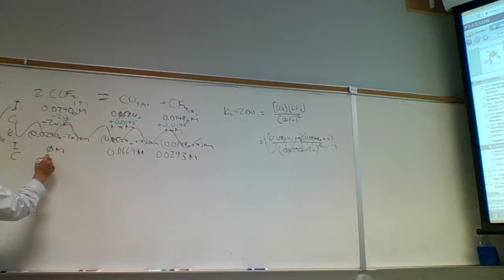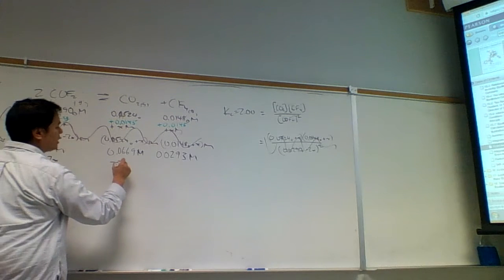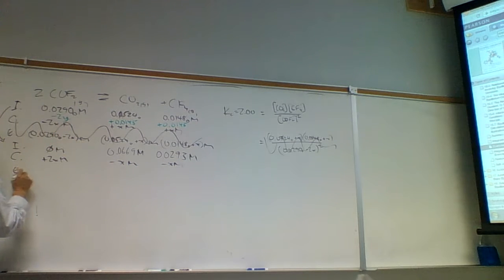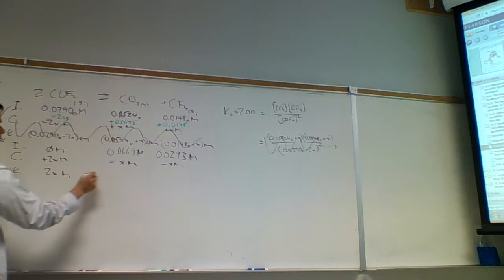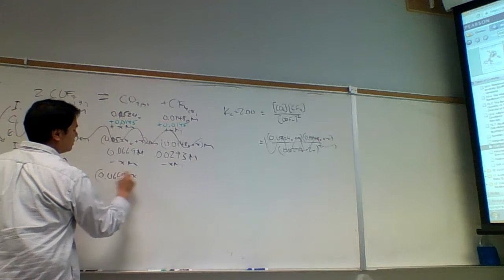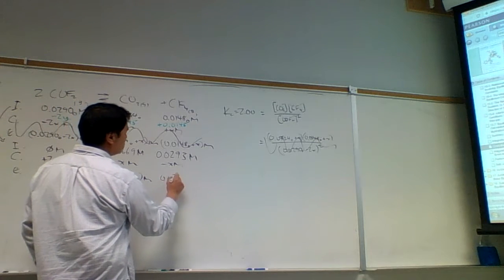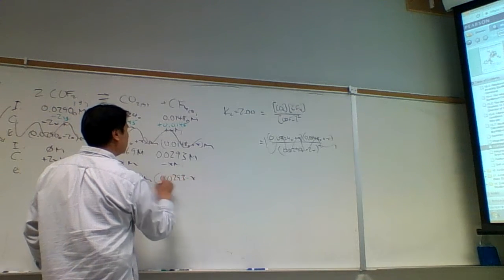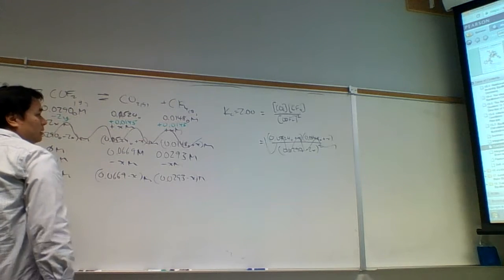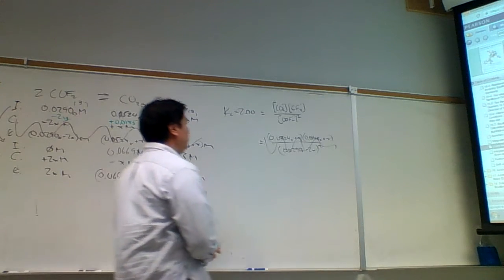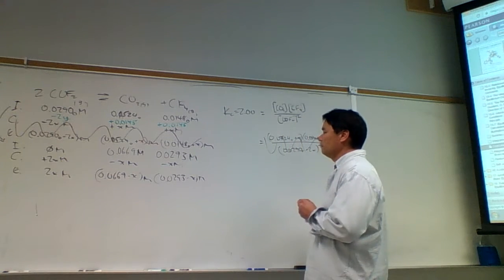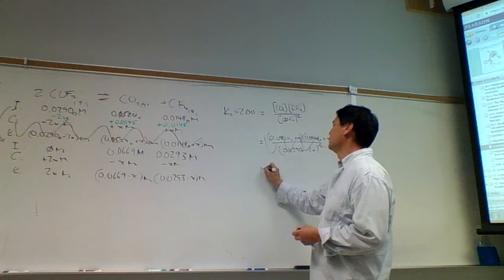Yeah, it's going to go to the left. So this is going to be plus 2x, minus x, minus x. And so at equilibrium, I'm going to have 2x molar, 0.0669 minus x molar, and 0.0293 minus x molar. I'll drop the 0 there so we can make a difference. And so this is going to give us a new K expression here.